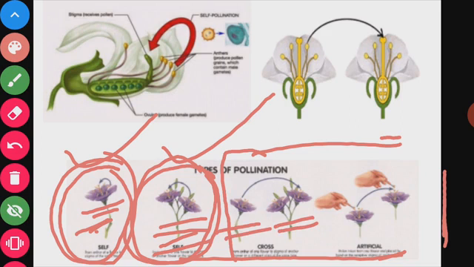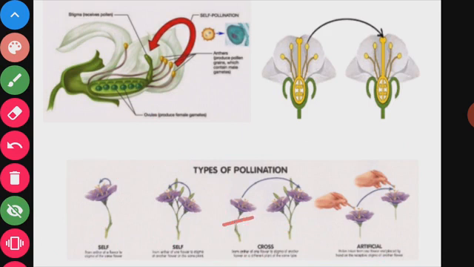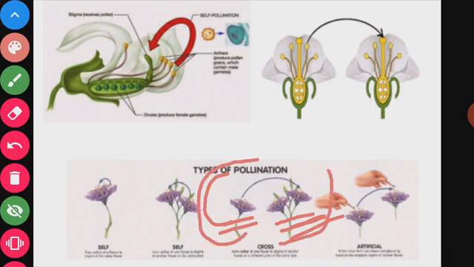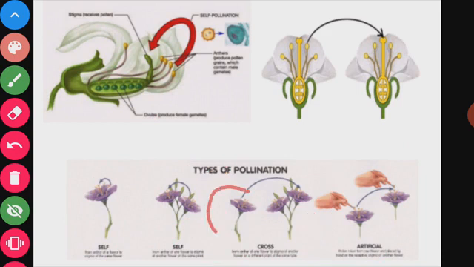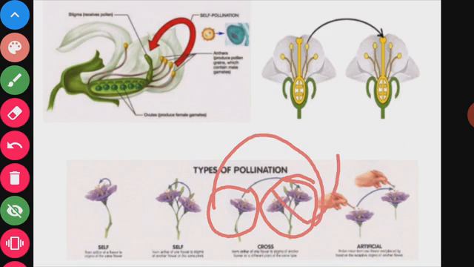In cross-pollination the plants are two and the flowers are also different. Suppose there is transfer of pollen grain from the anther of this plant to the stigma of this plant. Okay, this is known as cross-pollination. When the pollen grains from the anther of a flower on one plant are transferred to the stigma of a flower on another plant, it is called cross-pollination.